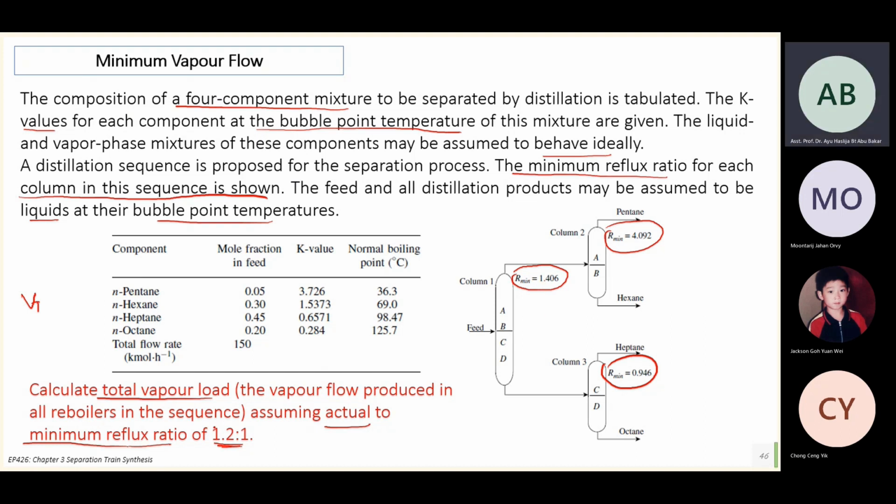Okay, so actual R is 1.2. Right. Actual is 1.2 multiplied by R min. Okay, this one is from this statement. This is not fixed. This is from this statement. Okay, moving forward.